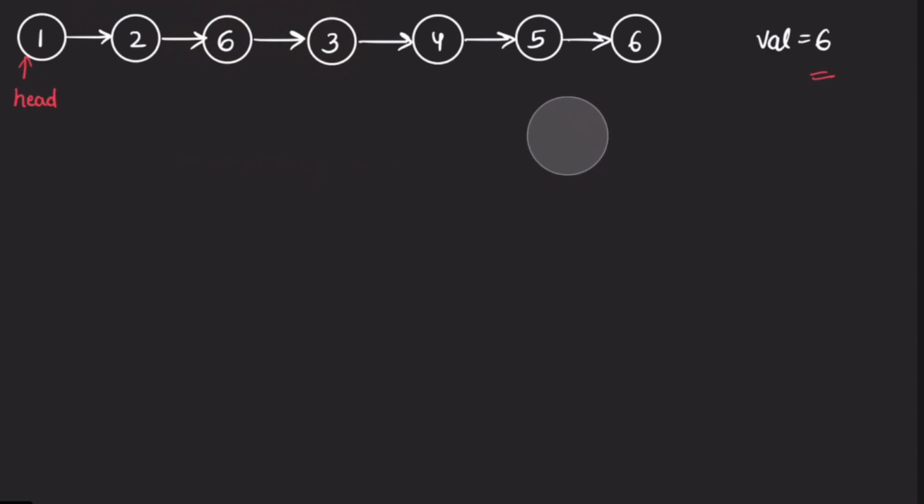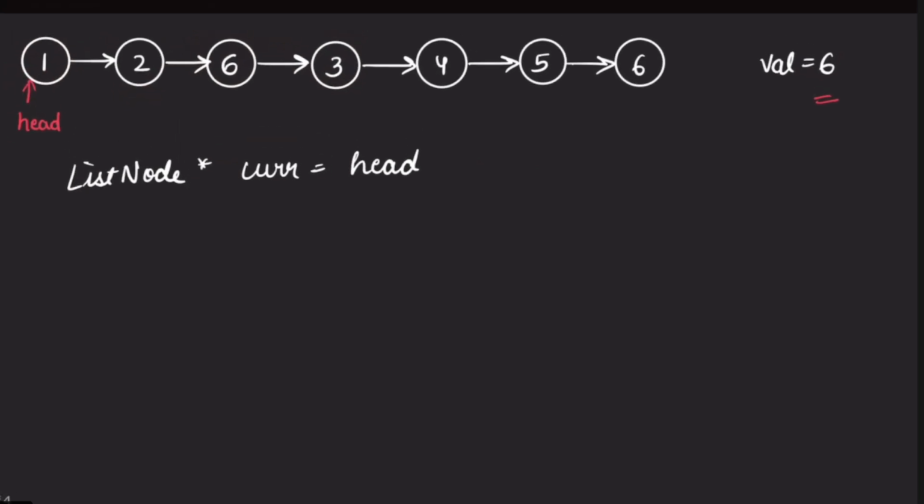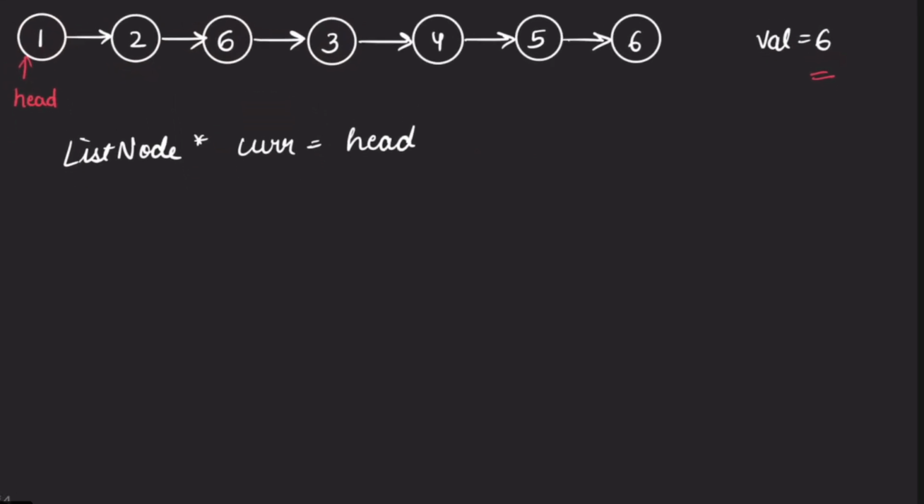So now we'll create a pointer which will denote our current node, and we will assign it to head. So for now, let's forget about the head. Let's forget about what will happen when the value of head itself is equal to val. We will come to that later, right? We will write this code taking into consideration that we are somewhere in the middle, okay? So now till when are we going to loop? Till when are we going to iterate through our linked list?